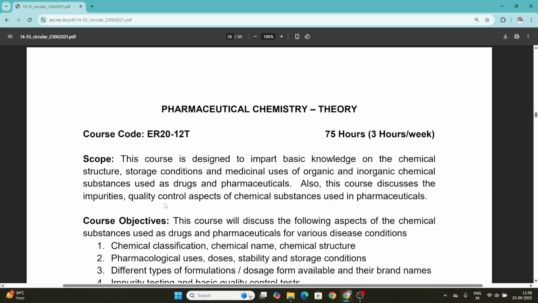Now pharmaceutical chemistry, next syllabus, the pharmaceutical chemistry theory. Scope. This course is designed to impart the basic knowledge on the chemical structure, storage conditions, and medicinal uses of organic and inorganic chemical substances used as drug and pharmaceuticals. Also, this course discusses the impurities, quality control aspects of chemical substances used in pharmaceuticals.